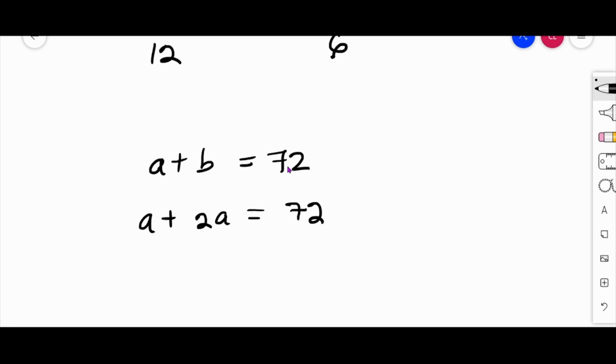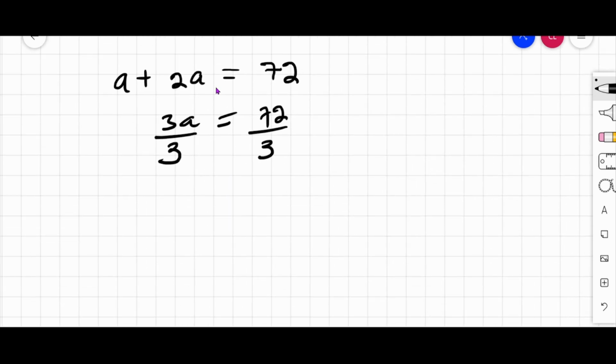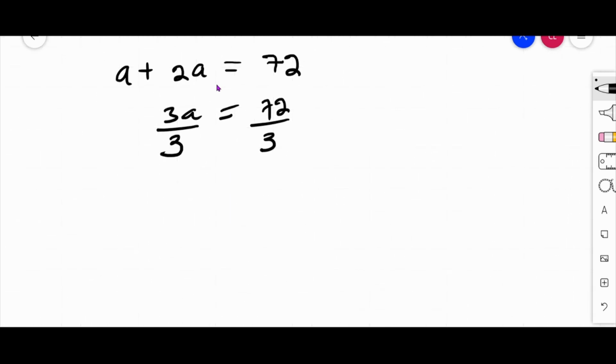So if we have whatever B is, it is twice that. So now this would give us 3, because if we have 2A here plus A, this is really 3A being equal to 72. We divide this side by 3 and we divide this side by 3. So A will be equal to 72 divided by 3. Let's put 72 here and say 3 into 72.